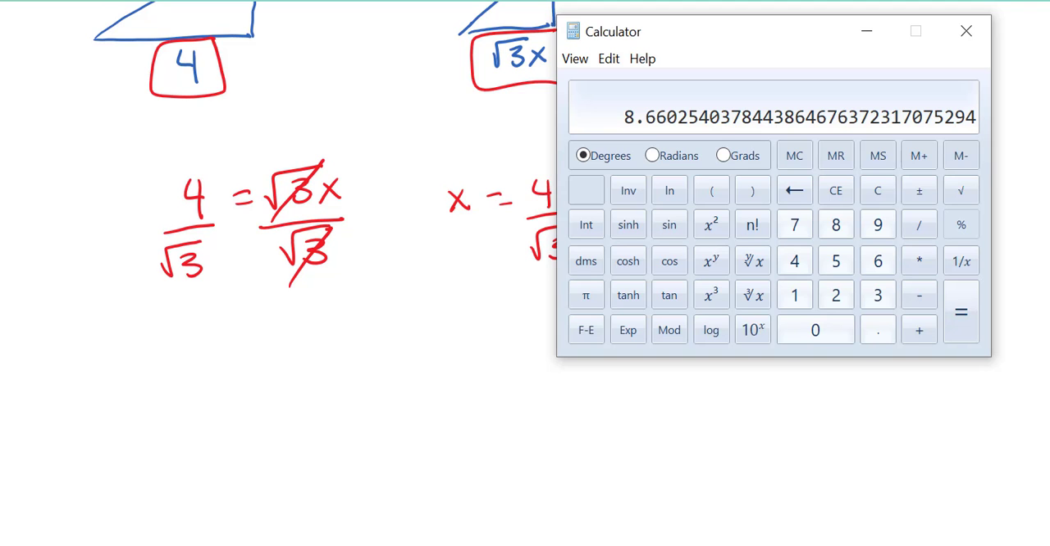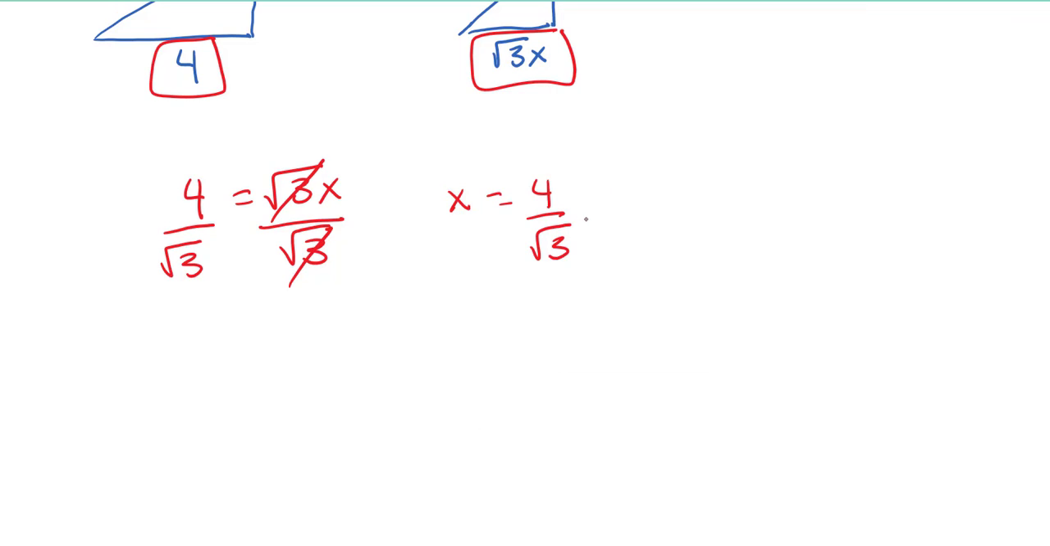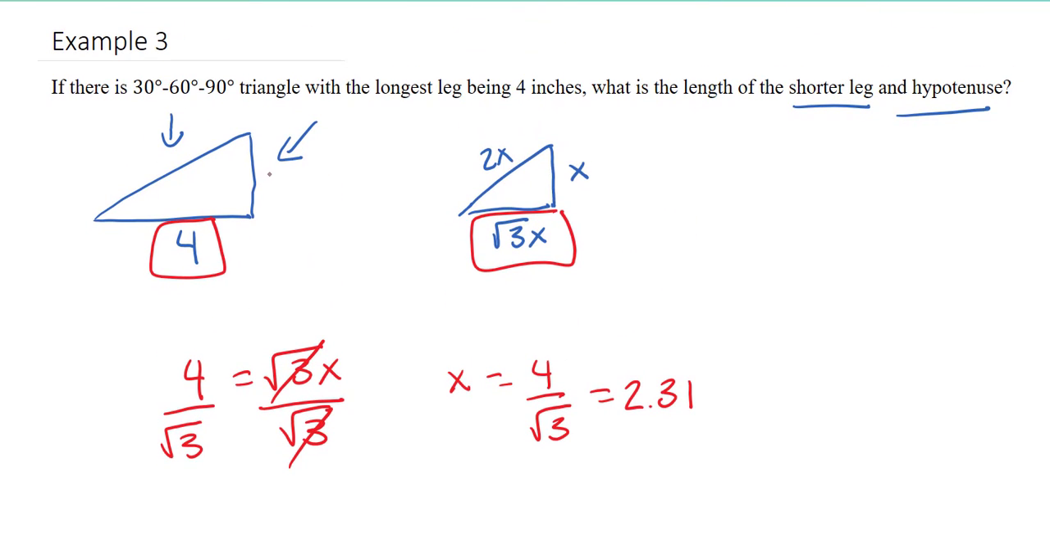So let's get our calculators out. So 4 divided by the square root of 3, and what do we get? Well, we get 2.31. So if we were to go right here, we can go ahead and put the shorter leg, because we solved for x.